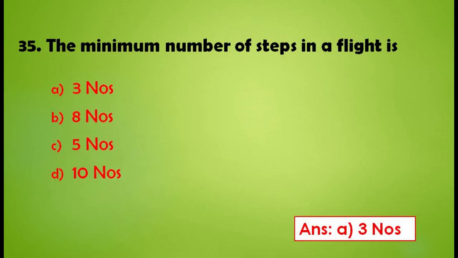The minimum number of steps in a flight is A. 3 numbers, B. 8 numbers, C. 5 numbers, D. 10 numbers. The answer is the minimum number of steps in a flight is 3 numbers.